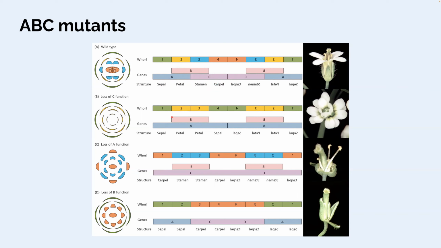So we'll go down here to the loss of C function. C over here was responsible for carpels and also stamens, so you need C to produce carpels and stamens. In the absence of C, something interesting happens where A basically fills in. The presence of C was keeping A out of this area. C's gone, A fills in all the way across. And now we've got alternating zones of sepal where there's only A, and then petal where there's A and B. So it's sepal, petal, petal, sepal, sepal, petal, petal, sepal.